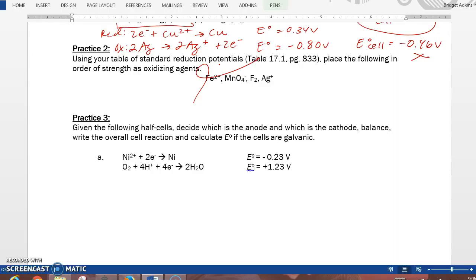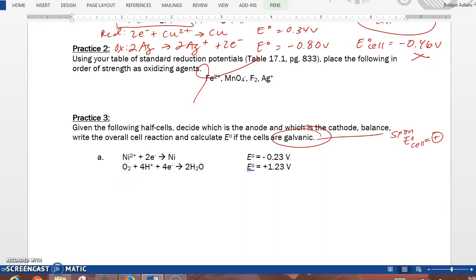Alright, so moving into practice 3, they're giving us half-cell reactions, and they want us to figure out who's the anode, who's the cathode in order to make it a galvanic cell. And so that right there tells you, okay, this has to be spontaneous, so I have to make sure that my E0 cell is a positive number. And you notice they're both gaining electrons, so both of these are reduction reactions. So we know that one is going to have to be flipped because they occur in pairs.